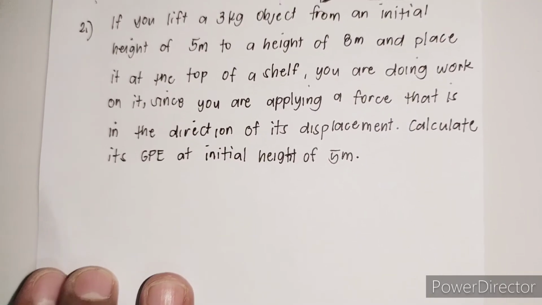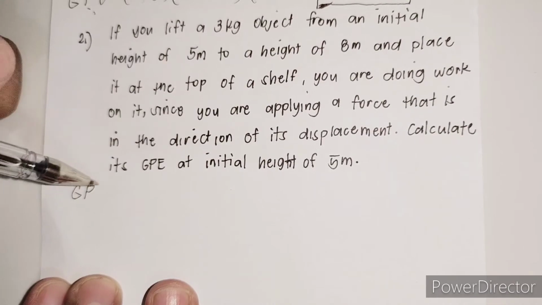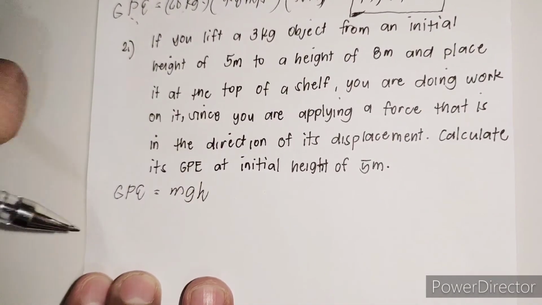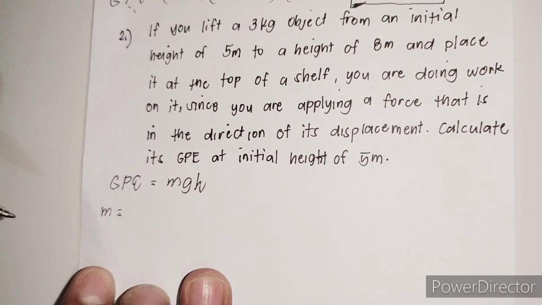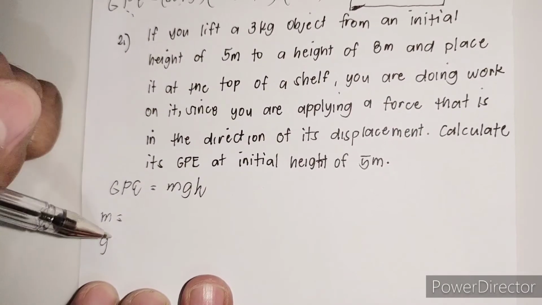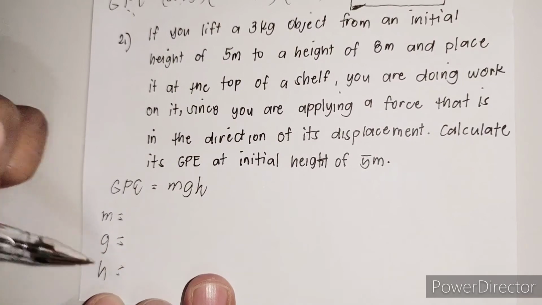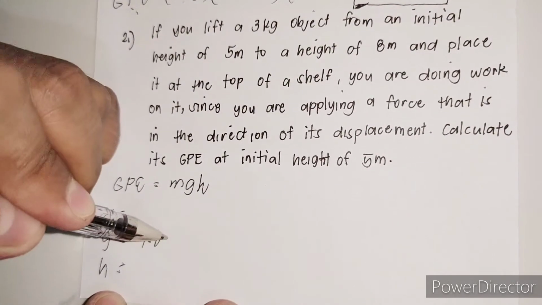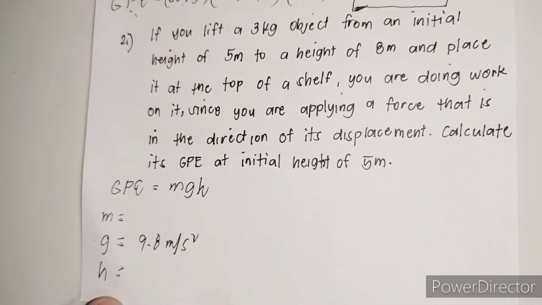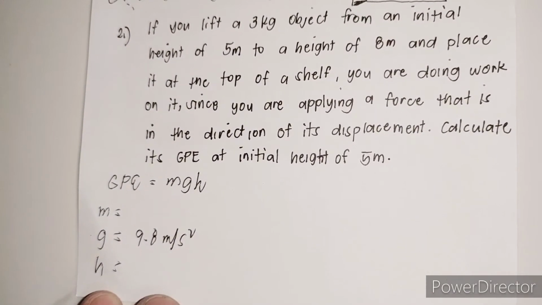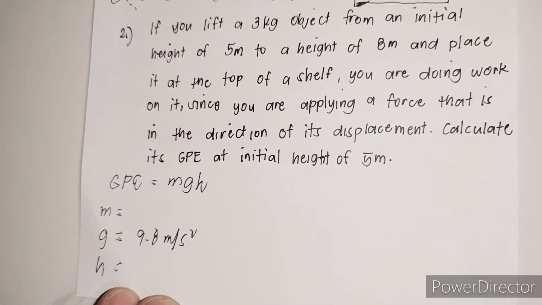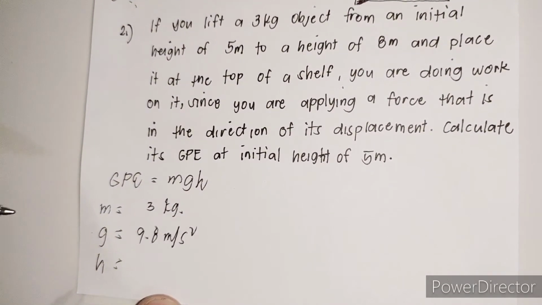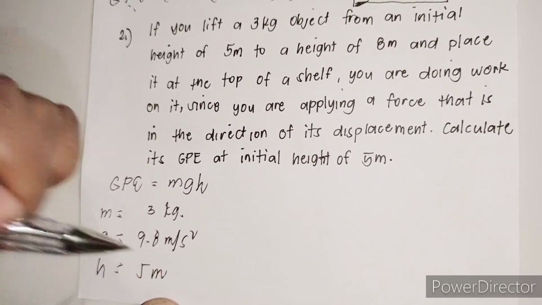We know that our GPE is equal to mgh. We need to find the mass and the g or h, but g is already given, that is 9.8 meter per squared seconds. In our problem, our mass is 3 kilogram, while our height is 5 meters.